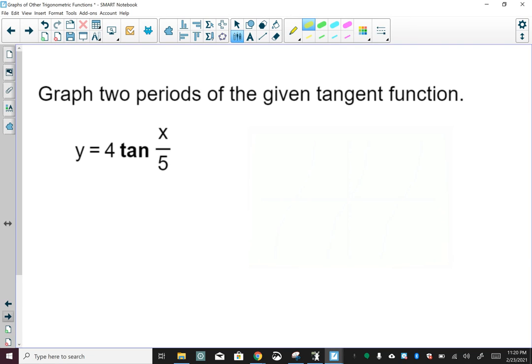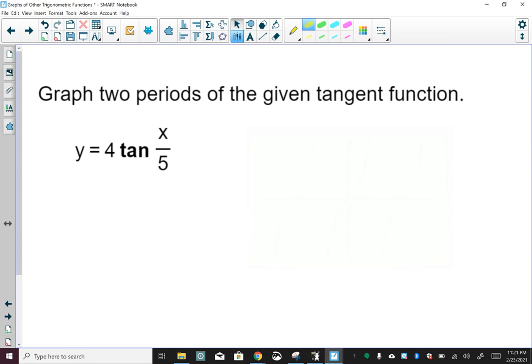Graph 2 periods of the given tangent function. So this is a multiple choice question. Basically from here on, if I'm not mistaken, you're going to be doing multiple choice. They're going to give you this question here, and you've got either 3 or 4 graphs to pick from, and all you're going to do is put this into your calculator, graph it, and then pick which one it matches.